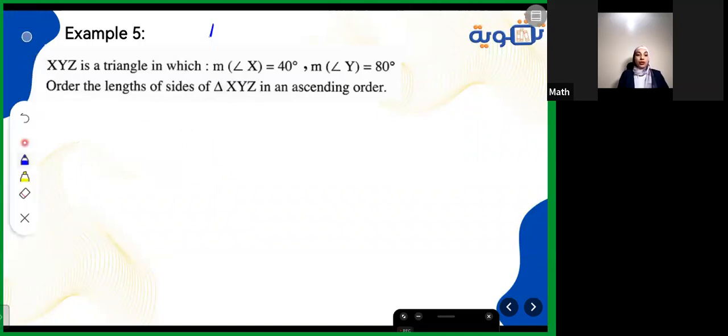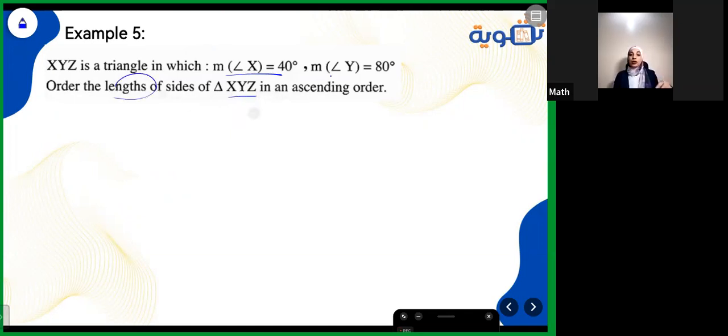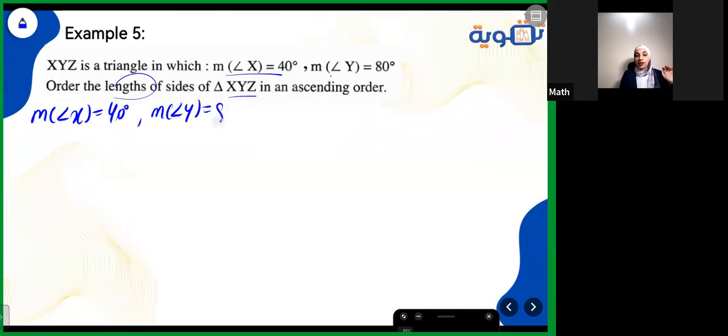First of all, before we talk about this part, let's take XYZ, a triangle. Measure of angle X is 40, measure of angle Y is 80. Order the length of the sides of the triangle. Here I'm trying to order the length of the sides according to the angles. So I have measure of angle X equals 40 degrees, and measure of angle Y is already 80 degrees.